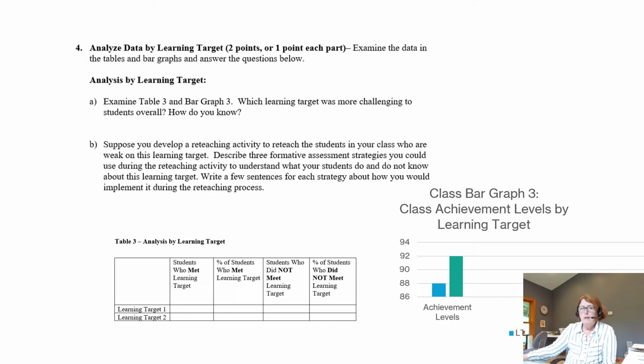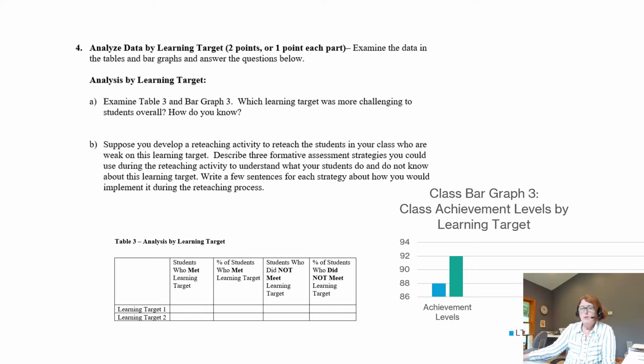Letter B is a little bit trickier. Suppose you develop a reteaching activity to reteach the students in your class who were weak on this learning target. When you reteach, you don't want to just do the same thing. It's like if somebody can't understand your language and you just say the same thing at them but say it louder. Just because you did something the same way the second time doesn't mean that they're going to pick it up.